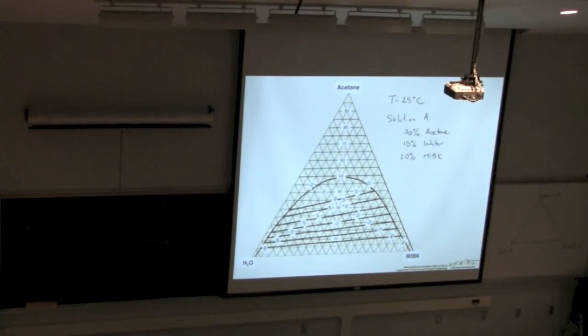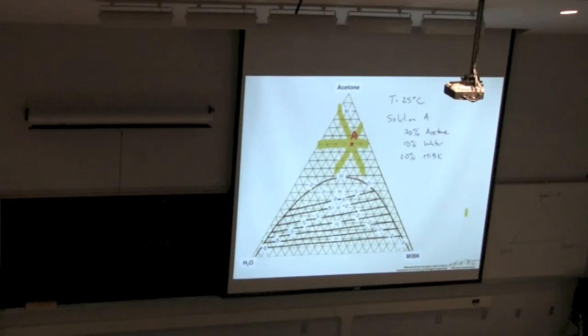I'm going to use a highlighter to do this. You can see that as we increase up towards acetone, the top of that triangle would represent a 100% acetone solution. So 70% would be somewhere along this line. We do the same thing for water. A 10% solution of water would be somewhere along this line. And then a 20% solution of MIBK just so happens to fall where these two already intersect. So we represent this point, solution A, right there.